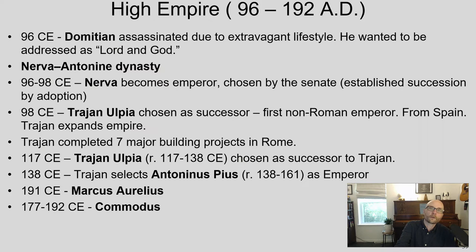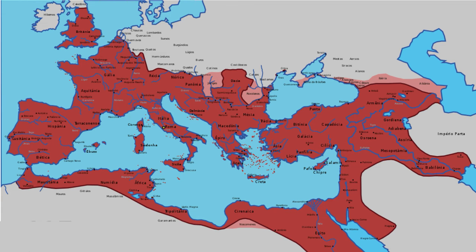Trajan is one of the great emperors. He was the first non-Roman emperor. He came from Spain, although Spain was under Roman control. He is not ethnically Roman, but culturally Roman. This should also be a clue of how worldly Rome has become at this point, because now Rome is stretching its borders under these Nerva-Antonine emperors. Rome has become a much more international, cosmopolitan place, to the point where the emperor doesn't even have to be from Rome.